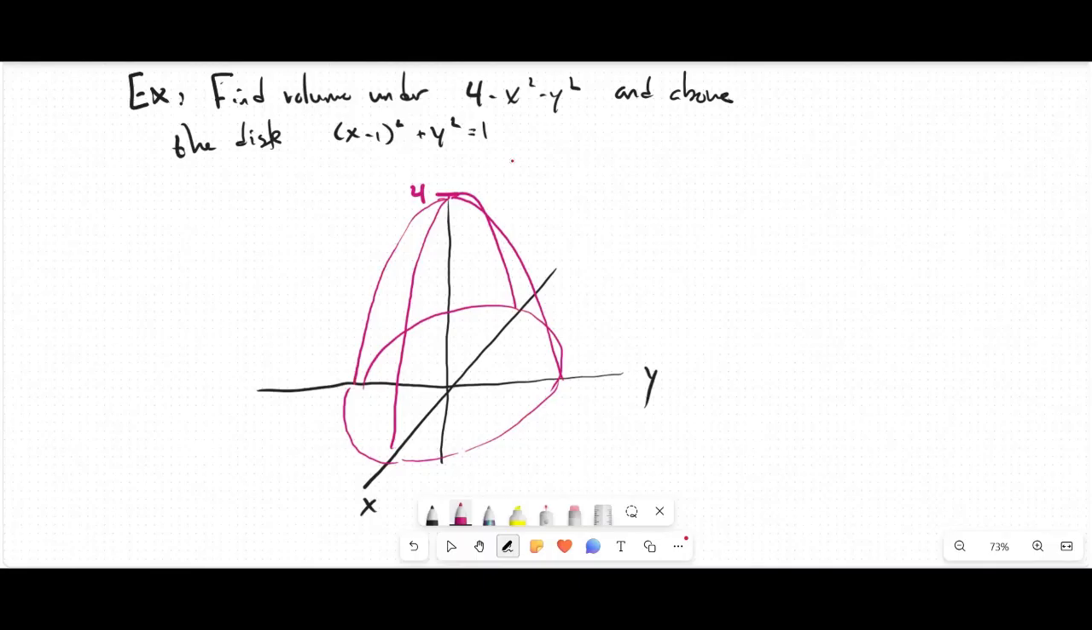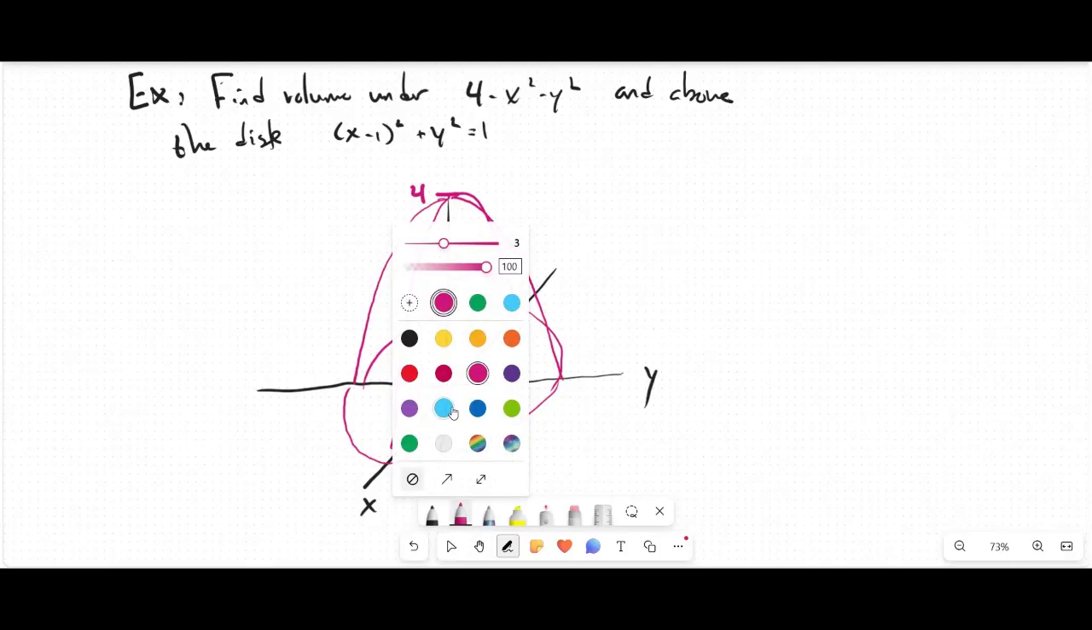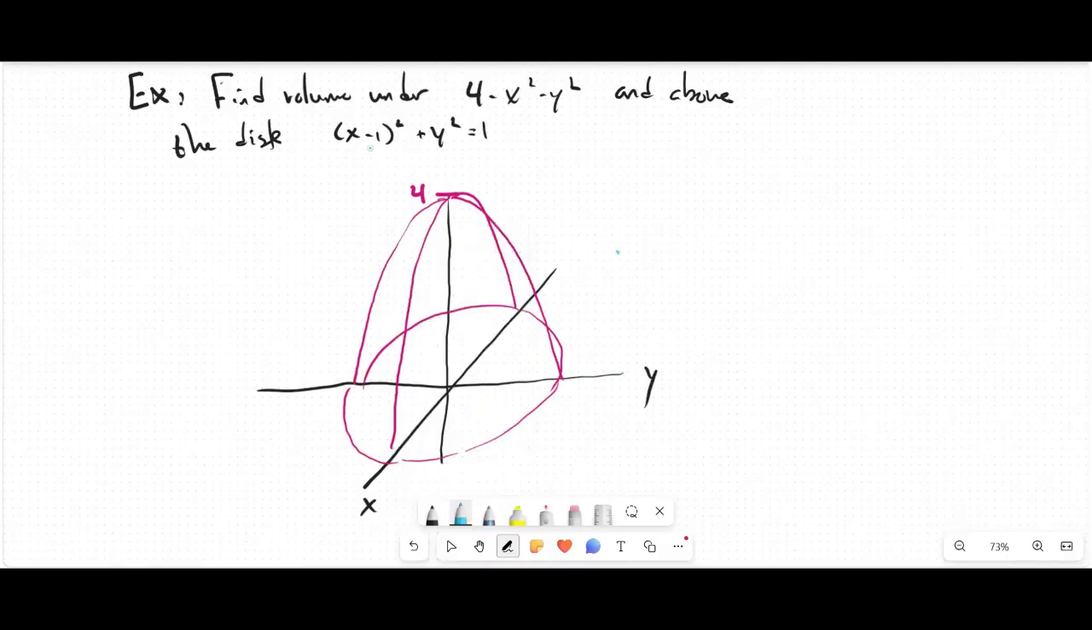We want to be, quote unquote, under this paraboloid. But we also have to be above a disk that's not centered at the origin. This disk is centered at 1, comma 0. So here's the point, 1, comma 0. And this circle has a radius of 1. So here is that circle.